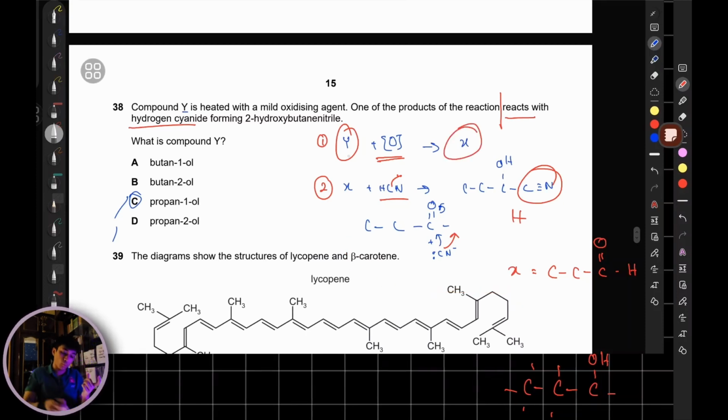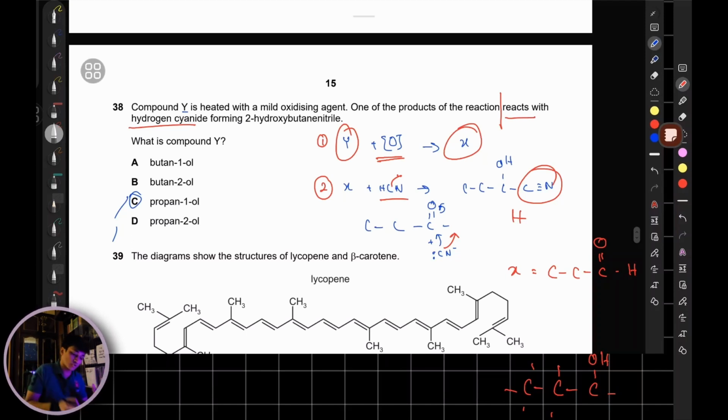Now, you know Y is being oxidized to form a propanal, which is X. So in that case, what could Y be? What can you oxidize to form an aldehyde? Simple, a sort of alcohol, right? So now you know you're oxidizing an alcohol to form X. Now, what could that alcohol be?